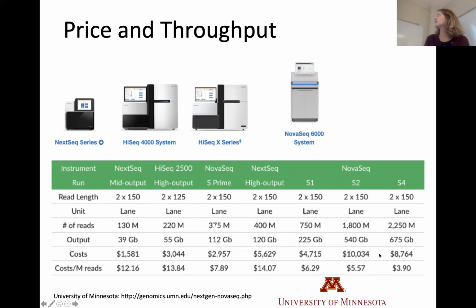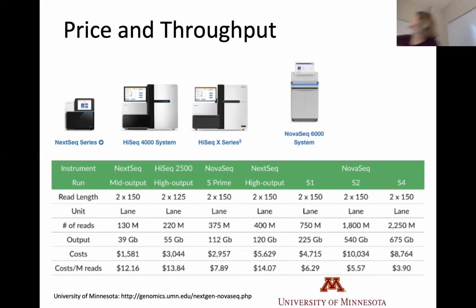And the cost is more. So more reads, more money. But this shows you the cost per million reads. So this is actually kind of astonishingly low. You can get 1 million DNA or RNA-seq reads for $3.90. Now you can't actually buy things in units of $3.90.